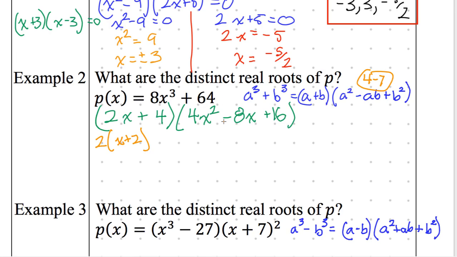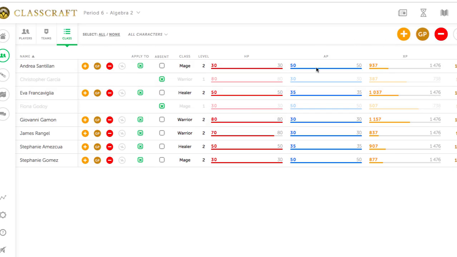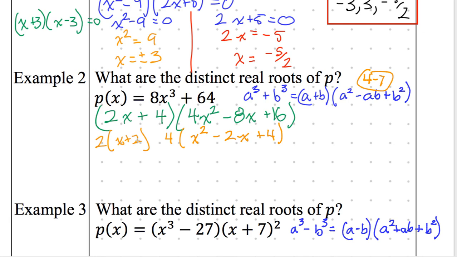What can I factor out of this one? I can factor out a 4, and then what's left over? x squared minus 2x plus 4. Everyone got that one right. This one can't be factored anymore.